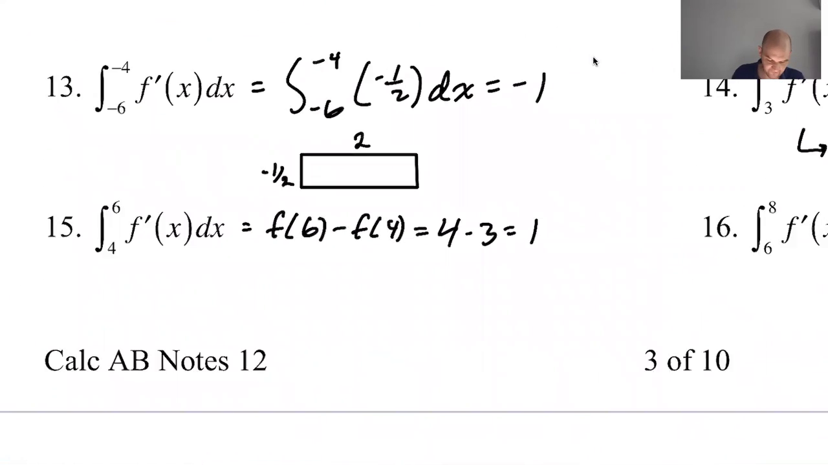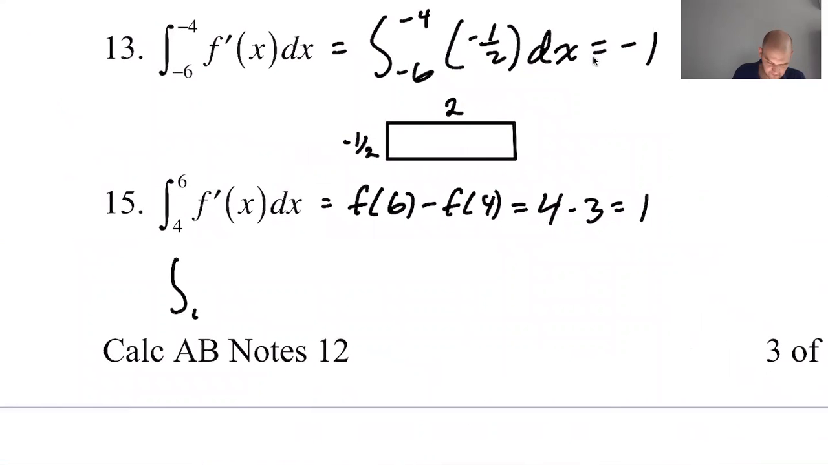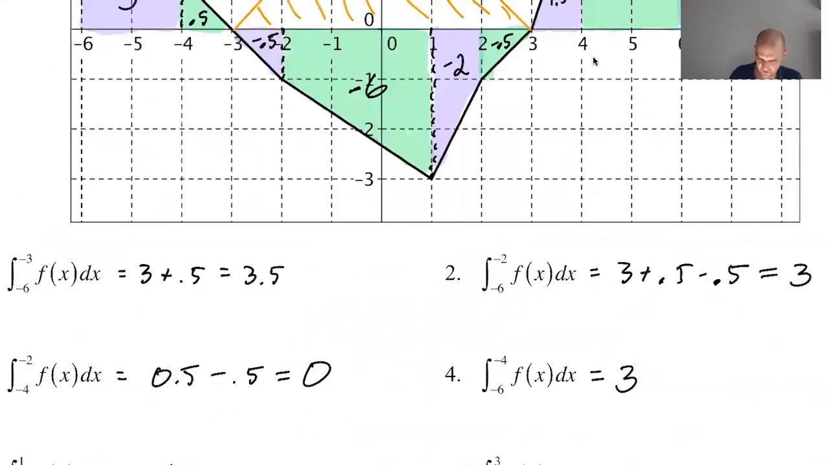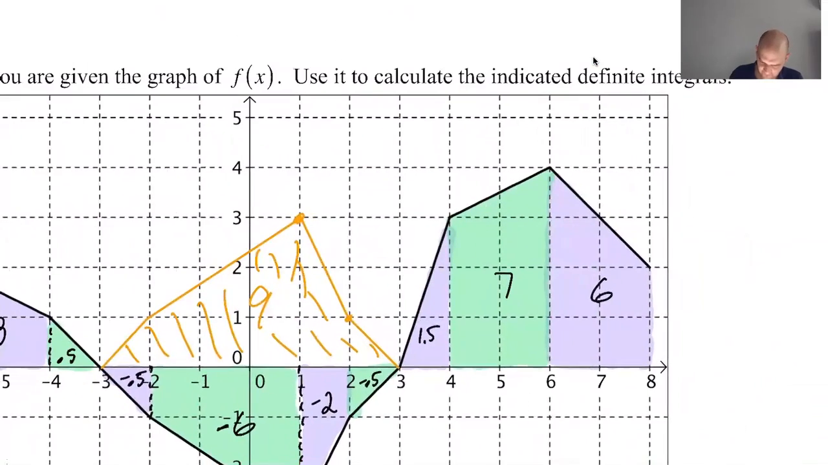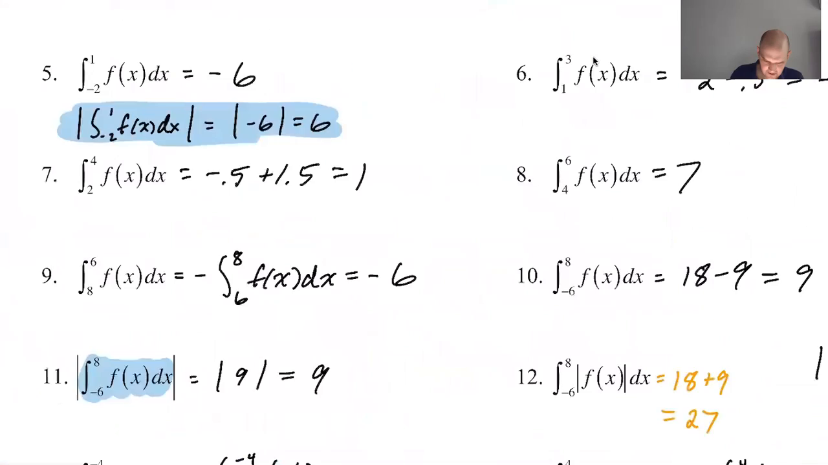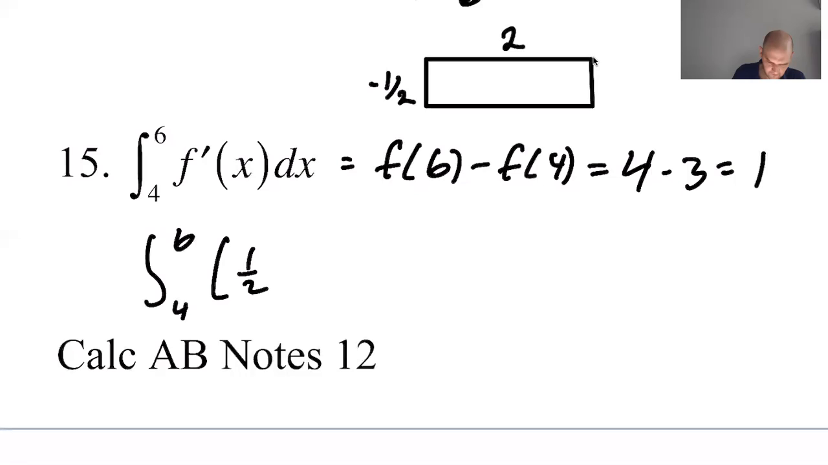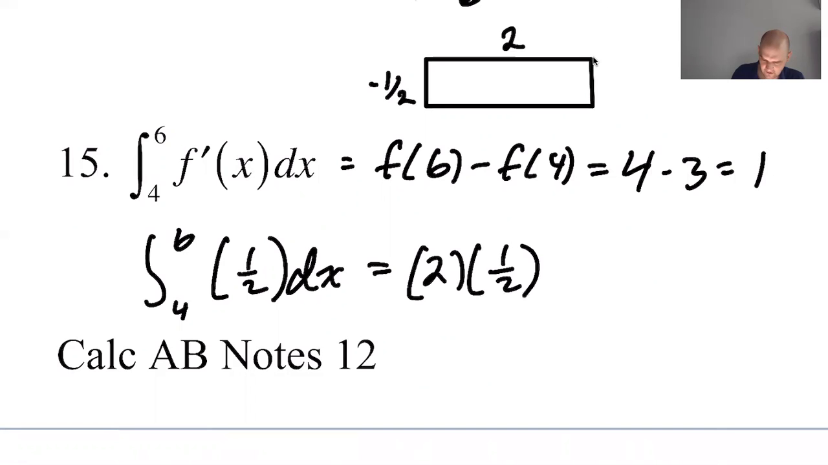Now let's go back and find f prime. So 4 to 6. So f prime is going to be the slope between 4 and 6. You go over 2 and up 1, so 1/2. So we do the definite integral of 1/2. I think of that as a rectangle where the base is 2 and the height is 1/2, which gives us 1. We get the same answer either way.